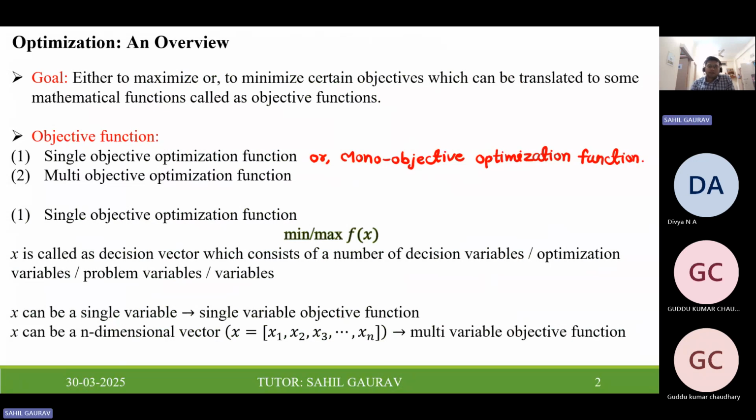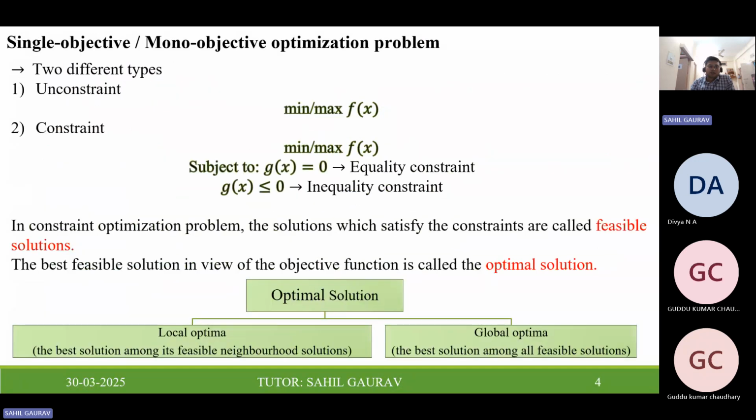So we have seen the definition for single objective optimization function and multi objective optimization function. Now let us see more in detail about single objective and multi objective optimization problems and their solution strategies. For both single objective or multi objective, there are two types: unconstrained and constrained optimization problems.